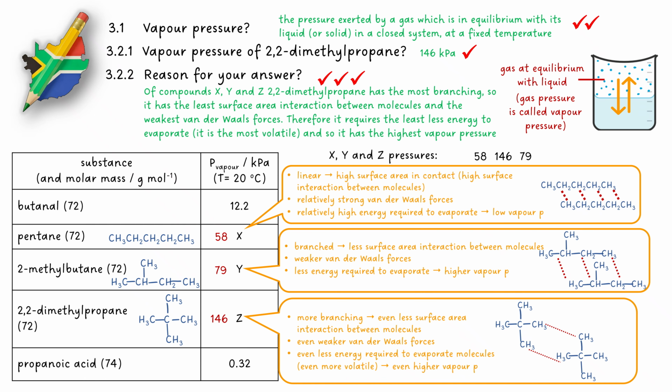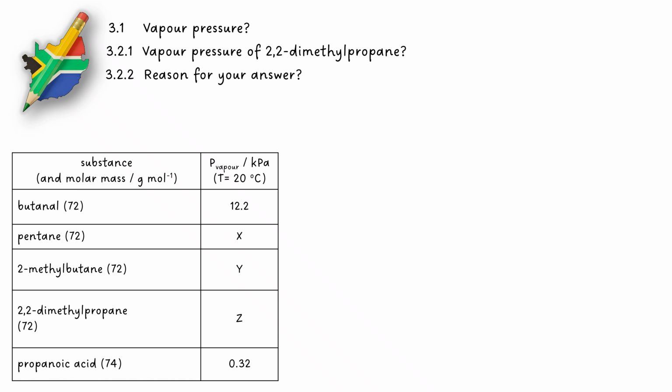The question asks us for a definition of vapor pressure and then the value of the vapor pressure for 2,2 dimethyl propane. We also have to give a reason for how we deduced the vapor pressure of this compound. We are given a table with 5 compound names, their molar masses, and the vapor pressure of 2 of the compounds. The missing vapor pressure values we have called X, Y, and Z, and these values are 58, 146, and 79 kilopascals. But we don't yet know which value belongs to X, which to Y, and which to Z.